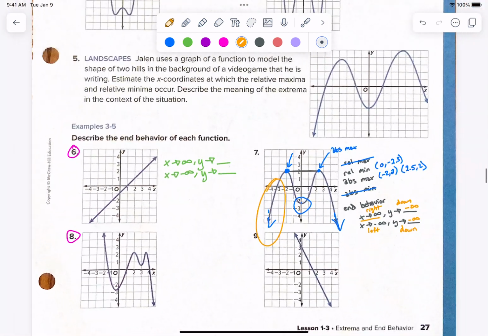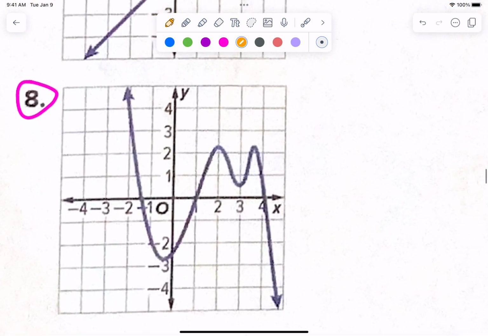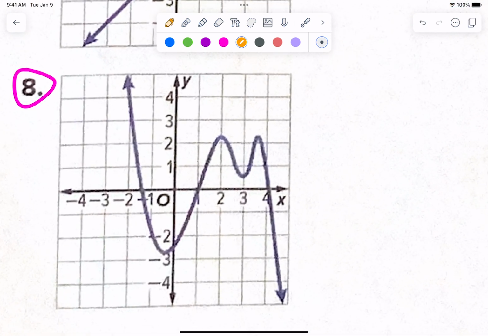Let's do this one. I'm just gonna have you label them. So just tell me which one's which. This is point number 1, this is point number 2, this is point number 3 and point number 4. Tell me what is what, and then do the end behavior.